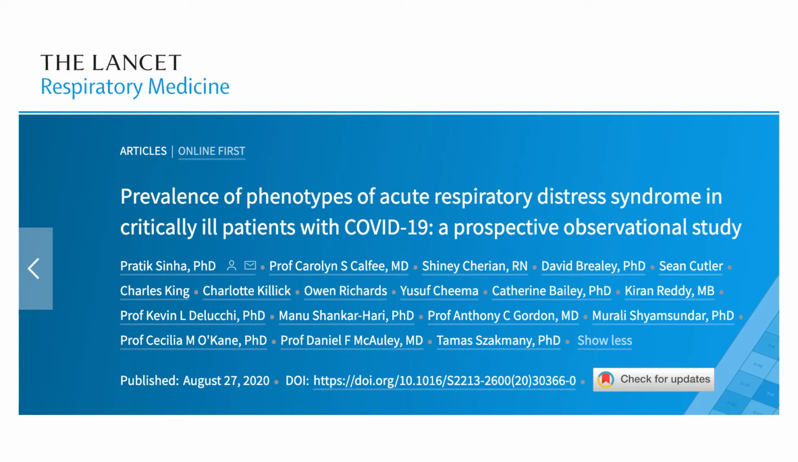We are very proud that we could contribute to this rapidly changing field, and that our paper was published on the 27th of August in the Lancet Respiratory Medicine. I'm not going to talk about the details of the study now, but please have a read if you are interested in the real minutiae of the study.